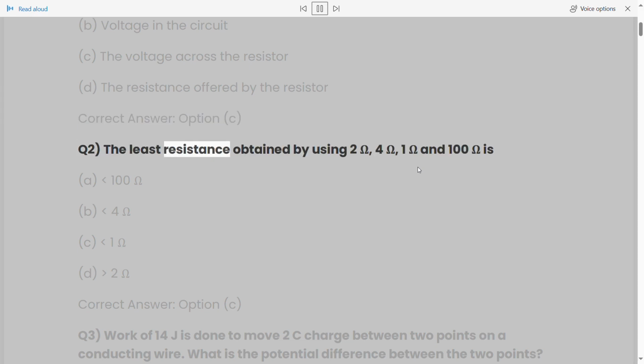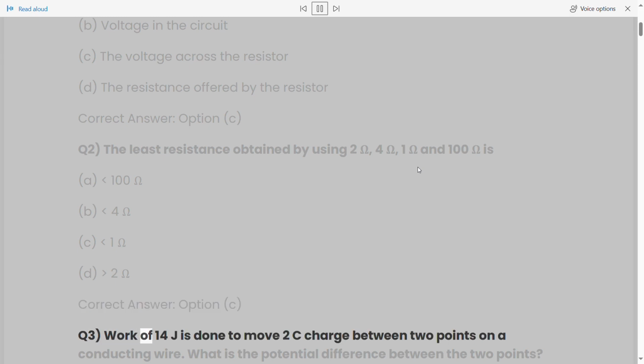Q2. The least resistance obtained by using 2 ohms, 4 ohms, 1 ohm and 100 ohms is A. Less than 100 ohms. B. Less than 4 ohms. C. Less than 1 ohm. D. Greater than 2 ohms. Correct answer option C.